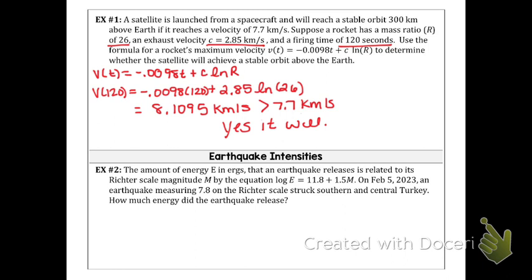Well, let's see. They gave us a formula. So log of E is equal to 11.8 plus 1.5 M. Remember, E is the amount of energy, and that's what we're after. M is the magnitude, and it tells me that the earthquake measured is 7.8. So M is going to be 7.8, so we're going to plug that in.